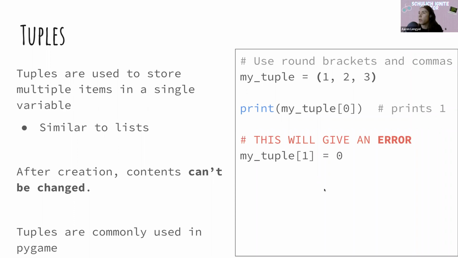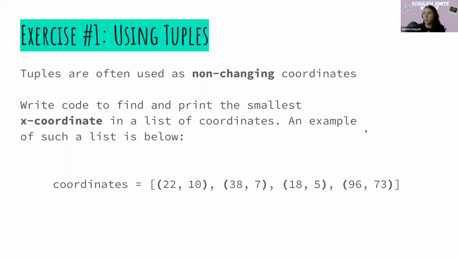Tuples are used commonly in Pygame. Tuples are faster than lists to create, and they're also good for storing data that isn't going to change. Like for RGB, you can define a constant, right? White is going to be some red, green, and blue value, and you can just put that into a tuple because that's not going to change, right? Because the color white doesn't change. So we're going to do a quick exercise using tuples.